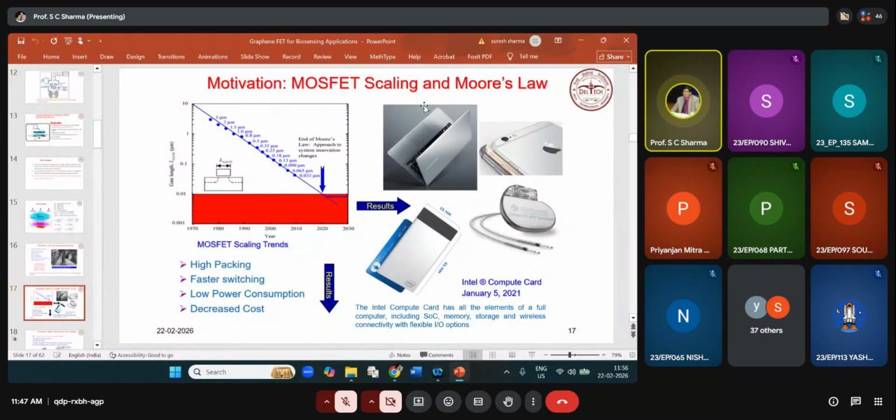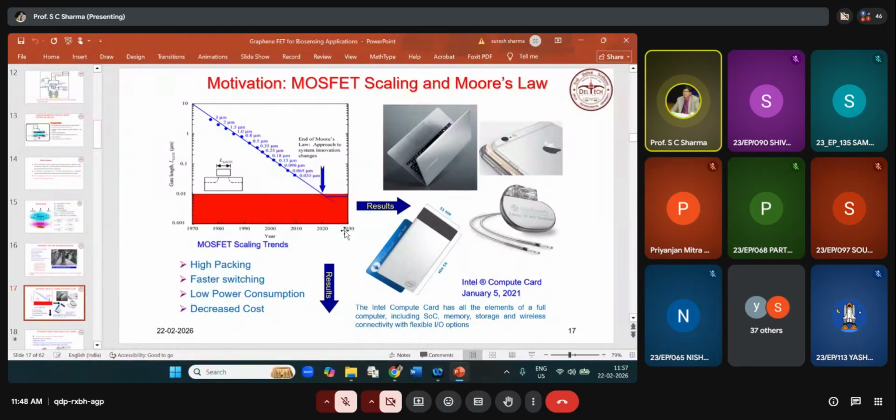Then MOSFET scaling and Moore's law. I believe everybody is aware of MOSFET, metal oxide semiconductor field effect transistor scaling, and Moore's law. Scaling means gate length as a function of year. Here you can see micrometer, and then if you come here to 20, this is 0.0-something, which here means nanometer, and then of course around 20-30 picometer.